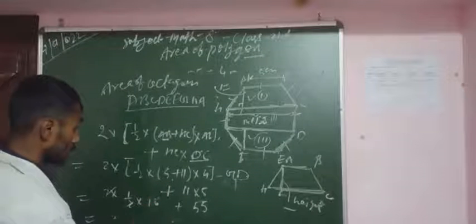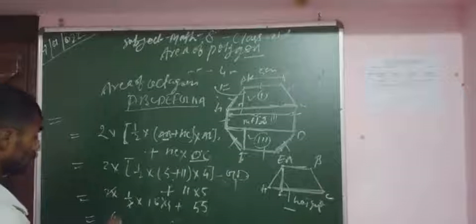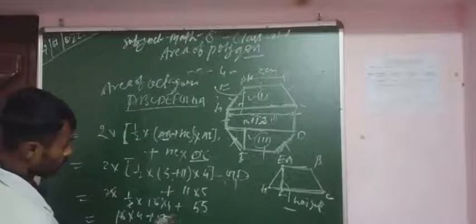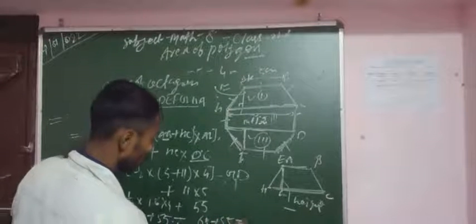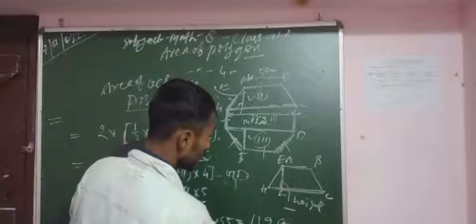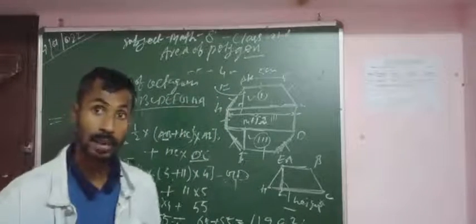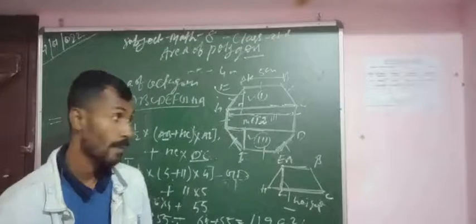11 plus 16. Okay. 16 into 4. So now the value is 16 into 4 plus 55. The value is 64 plus 55 equals 119 centimeters square. Okay, this is the required area of the given octagon.